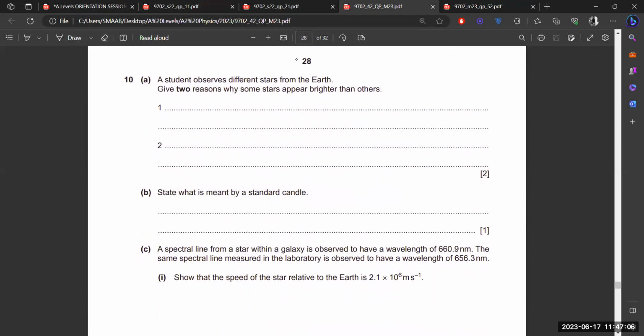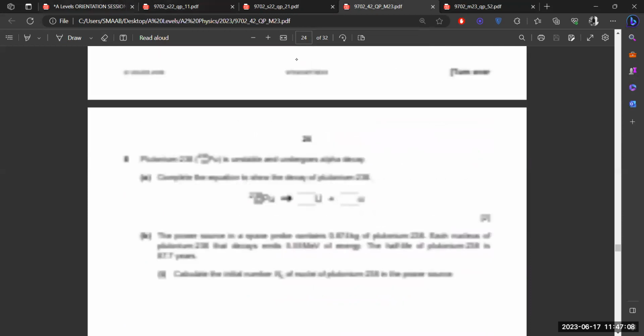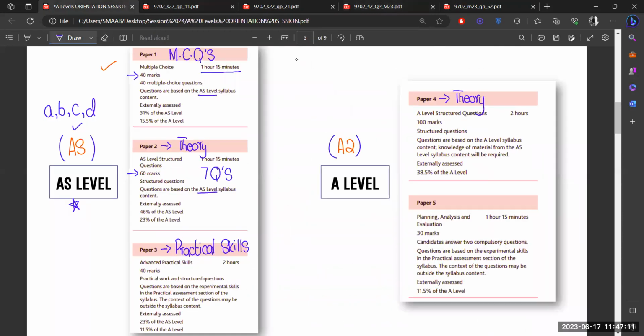So basically, this is a lengthy, time-taking exam if you consider the time. In your P2 theory paper in AS, you have 1 hour 15 minutes, but now in P4 you have 2 hours. So it is a lengthy paper because the marks are 100 marks, and in the previous theory paper you had 60 marks, right? So now you have 100 marks, and one more important thing is that your questions are going to be based on your A level syllabus, and a few concepts or a few materials are also going to be asked from your AS level syllabus.